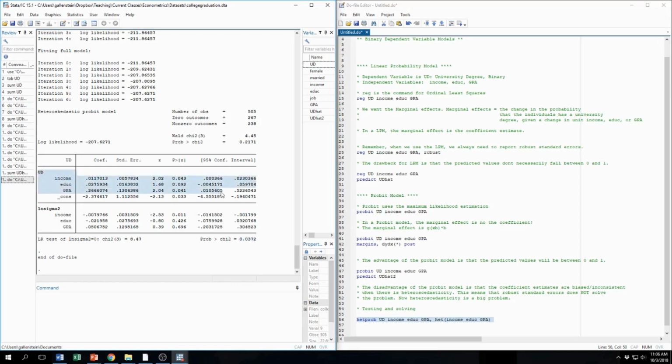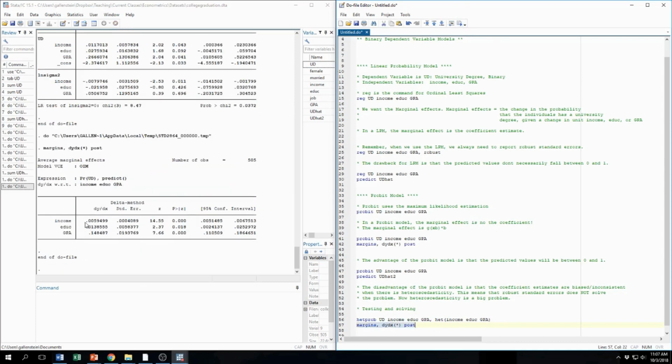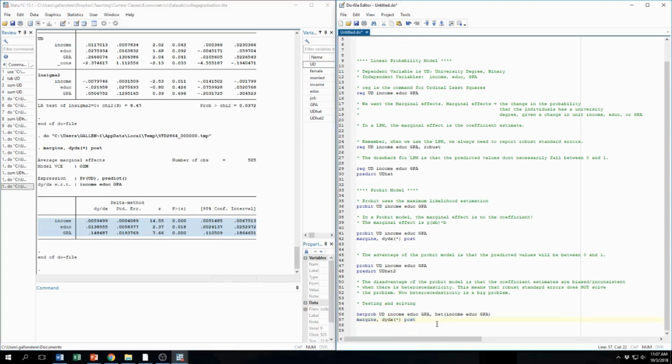Then this reports my coefficient results that are robust to that heteroscedasticity. But now I don't want the coefficient results, I want the marginal effects, so I come back in and say margins dy dx, comma star post. Now I'm going to calculate my marginal effects, and these will be my heteroscedasticity robust estimates of the marginal effects for my probit model. Okay, so this would be testing and solving for the heteroscedasticity.